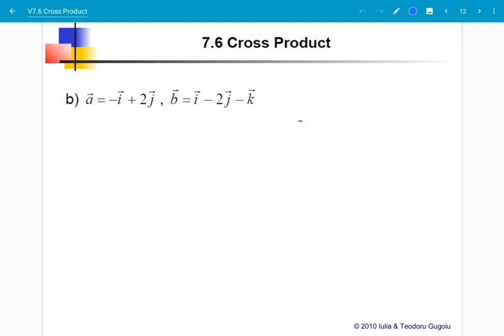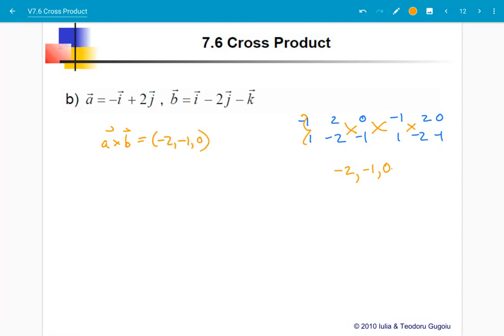So I'll just list the components: -1, 2, 0, -1, 2, and 0. 1, -2, -1, 1, -2, -1. We ignore the first. We multiply here, so it's -2. Multiply here, so it's -1. Multiply here, so it's 2 minus 2, or 0. So A cross B is -2, -1, and 0. All right. Check that out and then go on to C and pause the video, of course, and then start it up when you're ready.